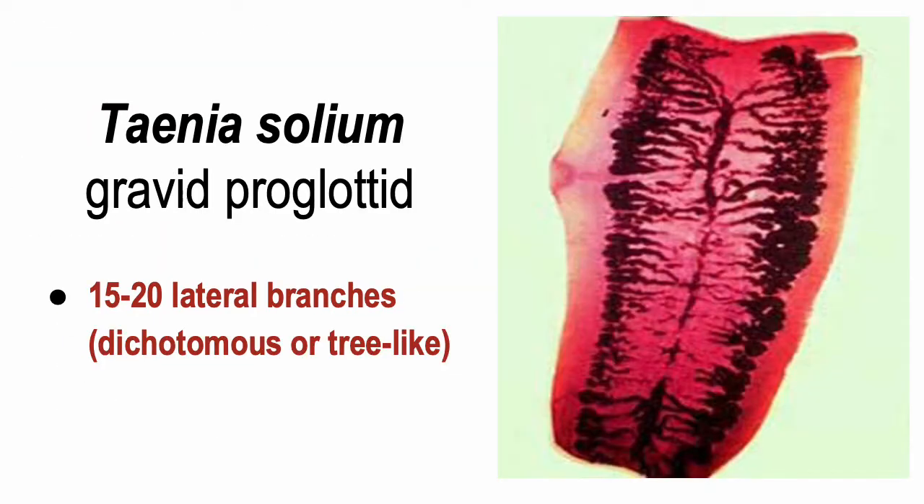So here is an example of the gravid proglottid of Taenia saginata. It is tree-like and contains multiple branches, specifically 15 to 20 lateral branches.